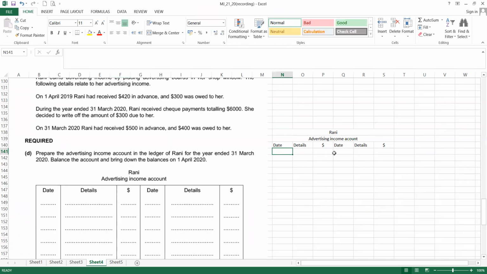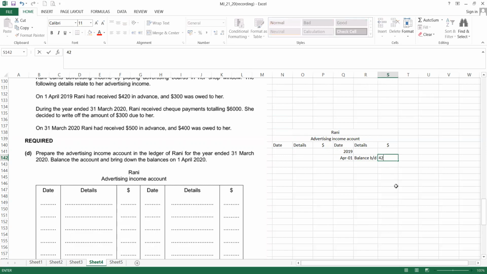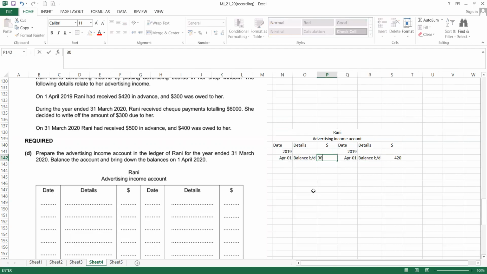When received in advance, it is a liability, so we have to put it into the credit side. Liability is on the credit side. So balance brought down, 420. Whereas the other amount owed to her is the asset, 300. So debit side and credit side both have balance brought down at the beginning of the year.